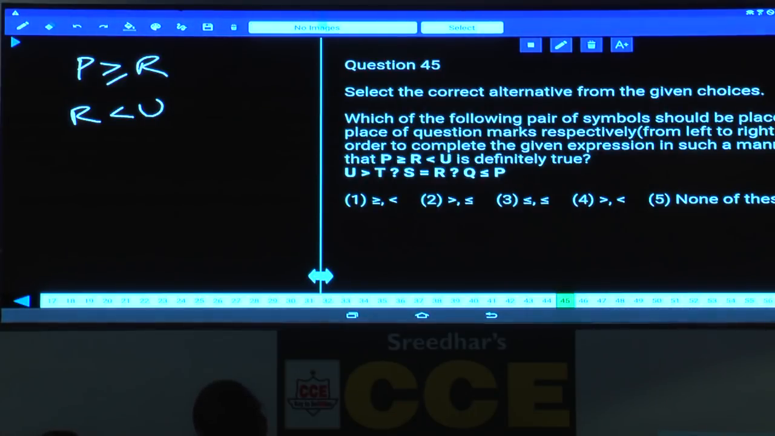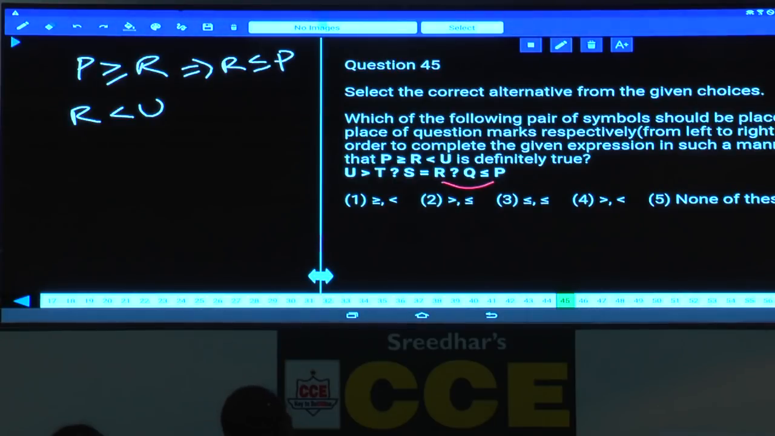Now between R and P. R and P are here. One lesser than or equals to is there, isn't it? As one lesser than, now we should discuss from R to P. If P greater than or equals to R, R is lesser than or equals to P. Now as of now, lesser than or equals to is already there.